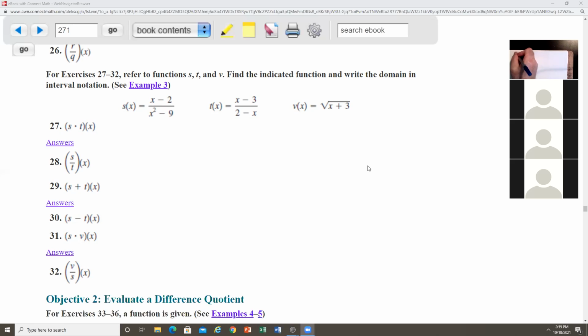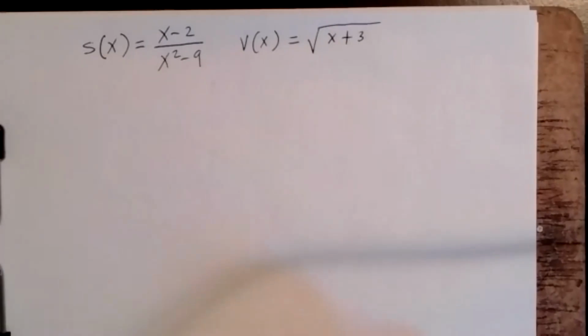Can you do 32? All right, we'll look at 32. Now, to do 32, we're going to need to know what function S of X is, and it's this rational function X minus 2 divided by X squared minus 9. We're also going to need to know what function V of X is. V is in Victor, and it's going to be this square root function, the square root of X plus 3.